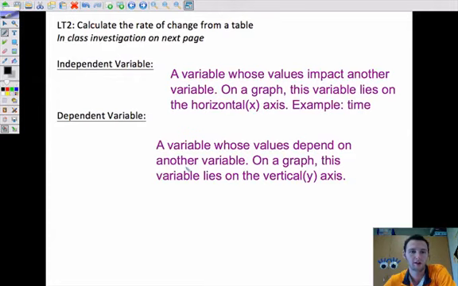All right, learning target 2, we are talking about calculating the rate of change from a table. But first we need to get a couple definitions down. These are both things you've heard about before, or at least heard of before.